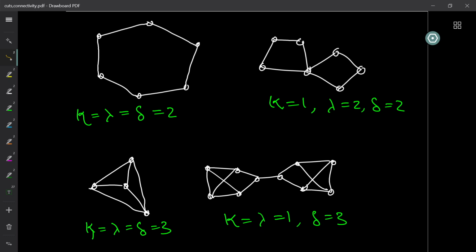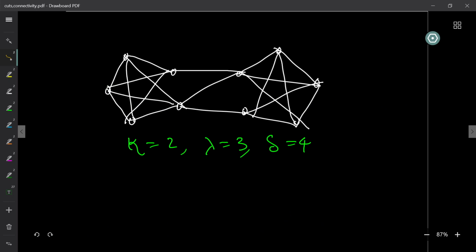So if you look at all these things, you will see that there is some kind of pattern, or some relation between these parameters. Here again, vertex connectivity is 2, edge connectivity is 3, and minimum degree is 4. So you can see from this example that the vertex connectivity can be less than or equal to the edge connectivity, and the edge connectivity can also be strictly less than the minimum degree, right? They can all be equal. That we saw from the previous example.